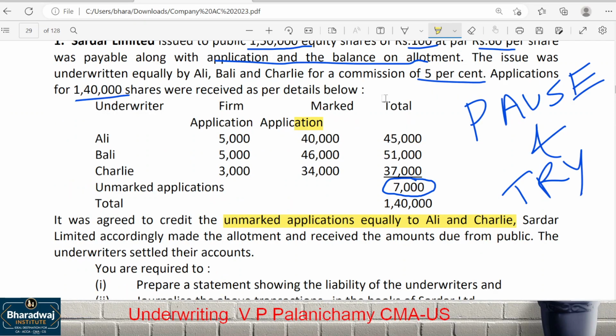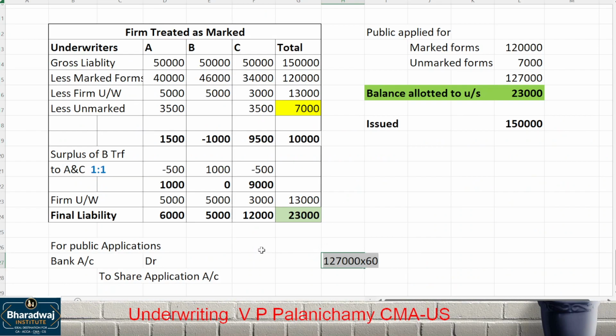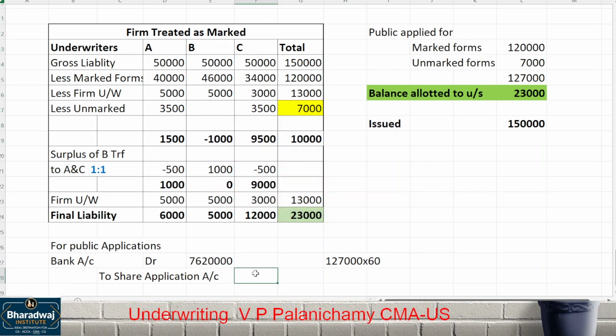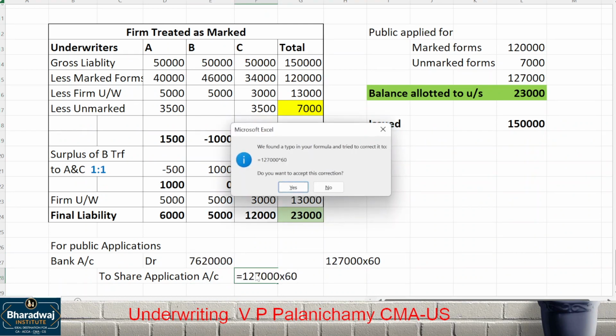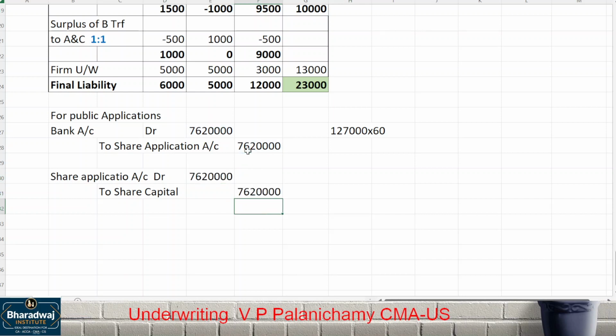Check the question. 60 rupees per share along with application, balance with allotment. So 1,27,000 into 60. He'll transfer this to capital. Same like issue of shares, you have to pass the journal entry. So this application money from public is transferred to share capital.